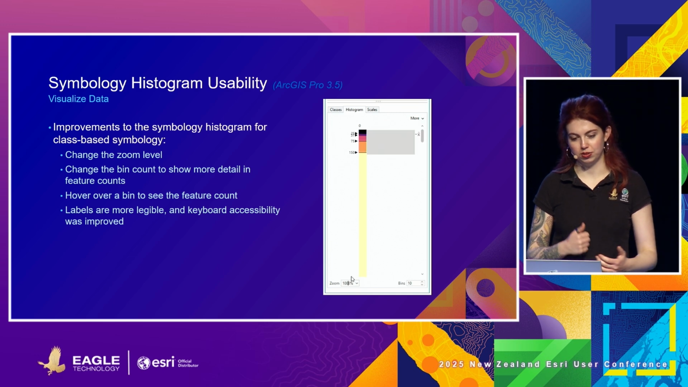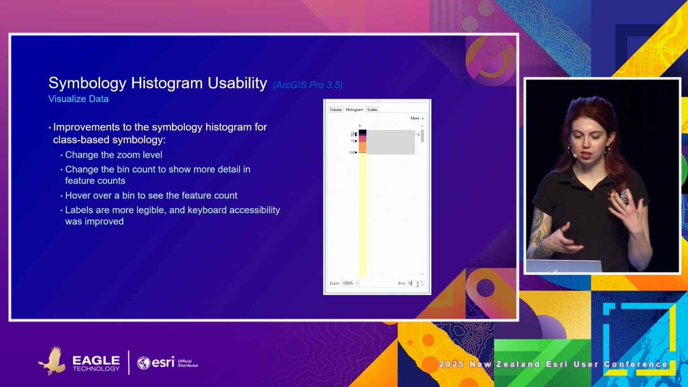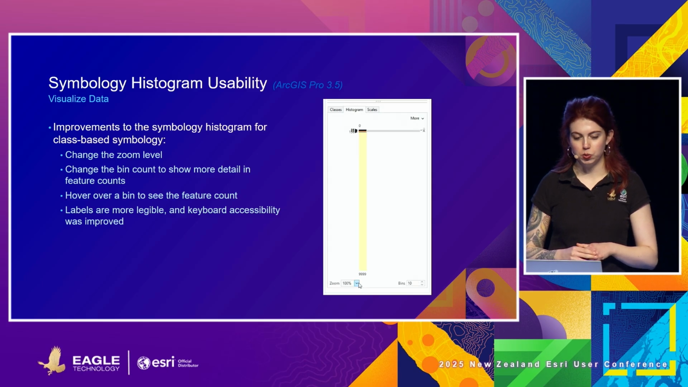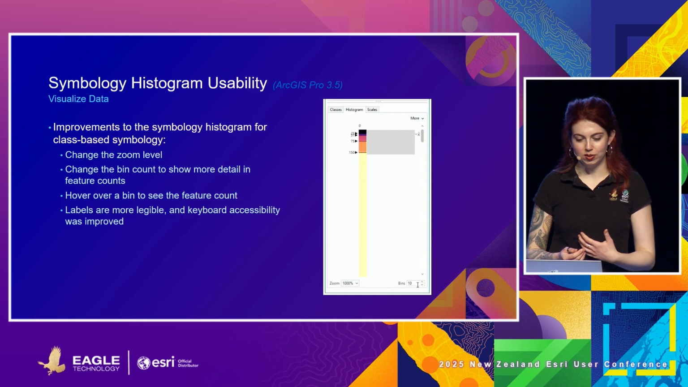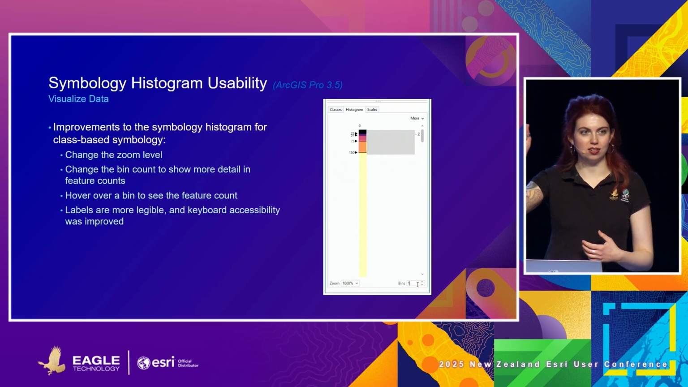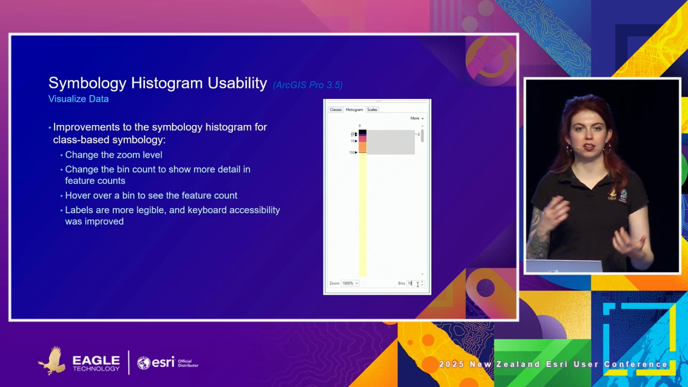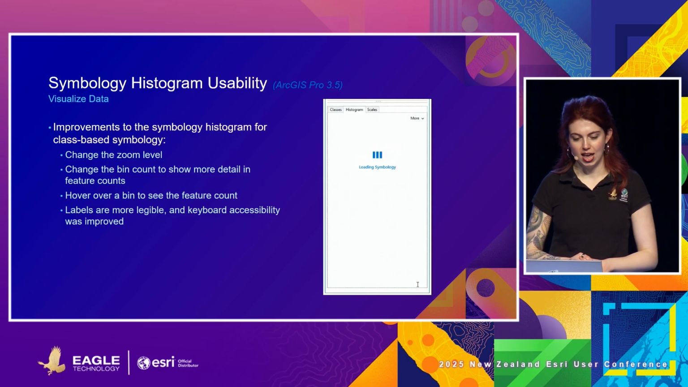Symbology histogram usability. So again, lots of small minor things that just make our lives a little bit easier. For this one, it's for class-based symbology. There's been many times where it just automatically shrinks the bins, and we want to just be able to see what it's actually classifying as. So this has a little bit more usability, so we can change the zoom layer, we can control the bin count a bit better. It's just easier to read.